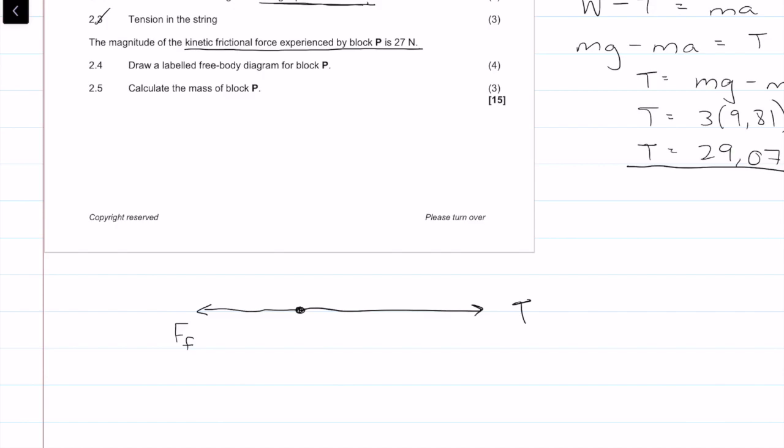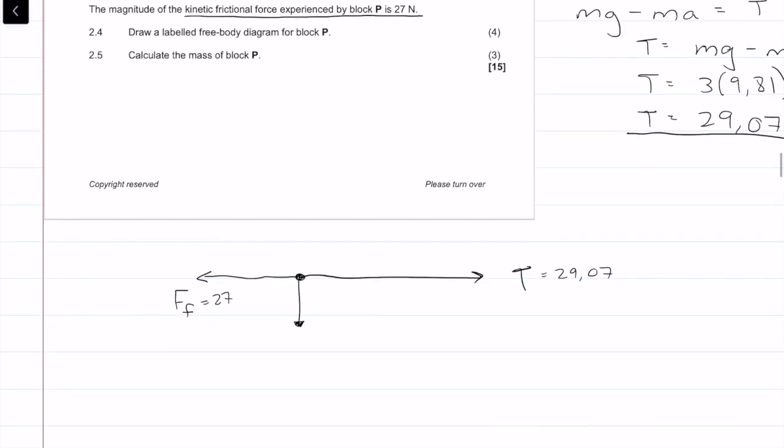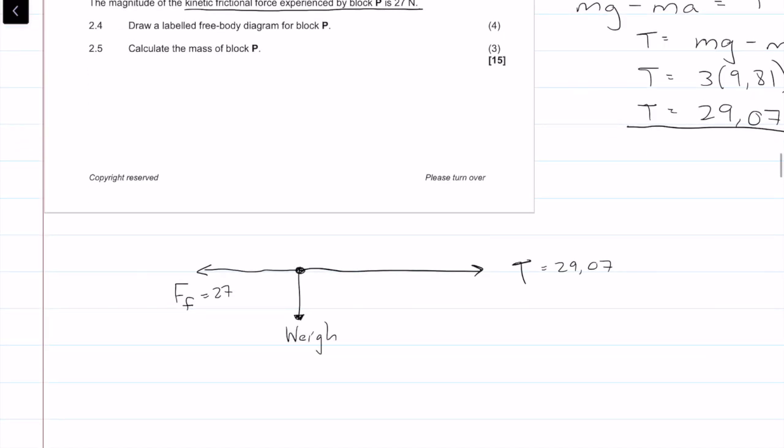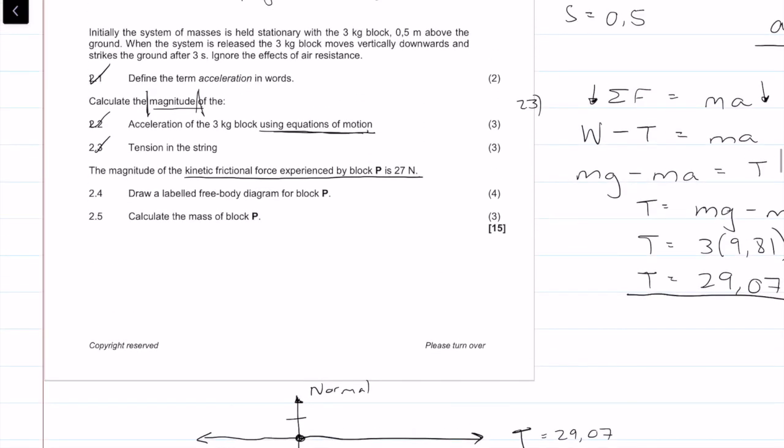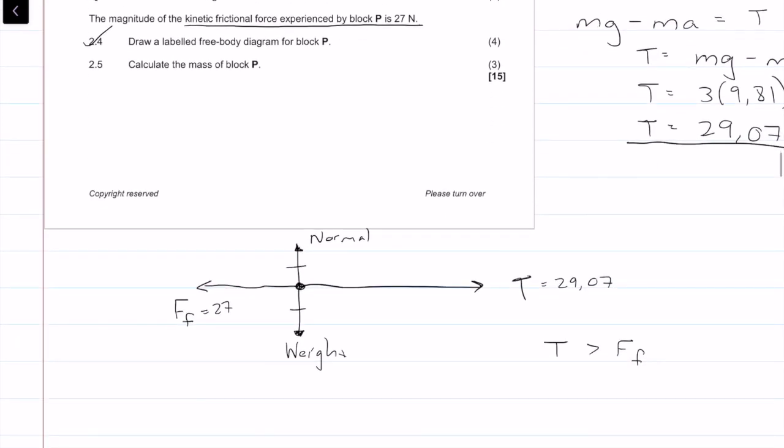Force of friction is preventing it from moving, and we know that has a value of 27 newtons, and the tension has a value of 29.07 newtons. Okay, so we also know that there is a weight acting downwards, and we know that that is our normal force. Okay, so the normal and the weight must be equal, whereas our tension force is greater than our force of friction. Okay, so that might be important for us to note. Okay, so we get 4 marks for that, so cool.